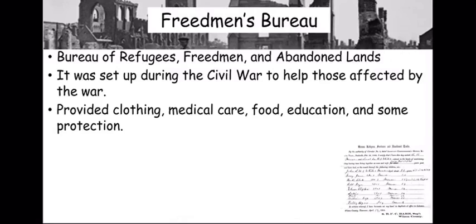The Freedmen's Bureau was a bureau of refugees, freedmen, and abandoned lands, and it was set up during the Civil War to help those affected by the war, providing things like clothing, medical care, food, education, and some protection. So let's talk about those things really fast.